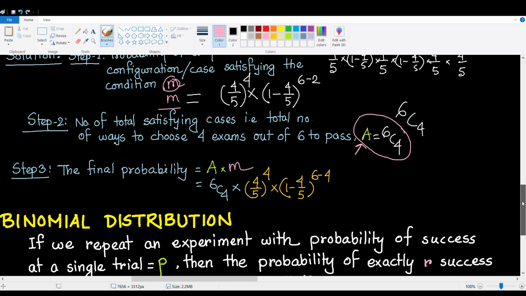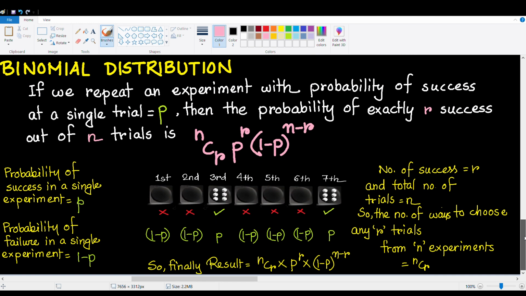Alright, so now we are ready to see the binomial distribution generalization. It says that if we repeat an experiment with probability of success at a single trial equal to small p, then the probability of exactly r successes out of n trials is nCr times p to the power r times 1 minus p to the power n minus r.